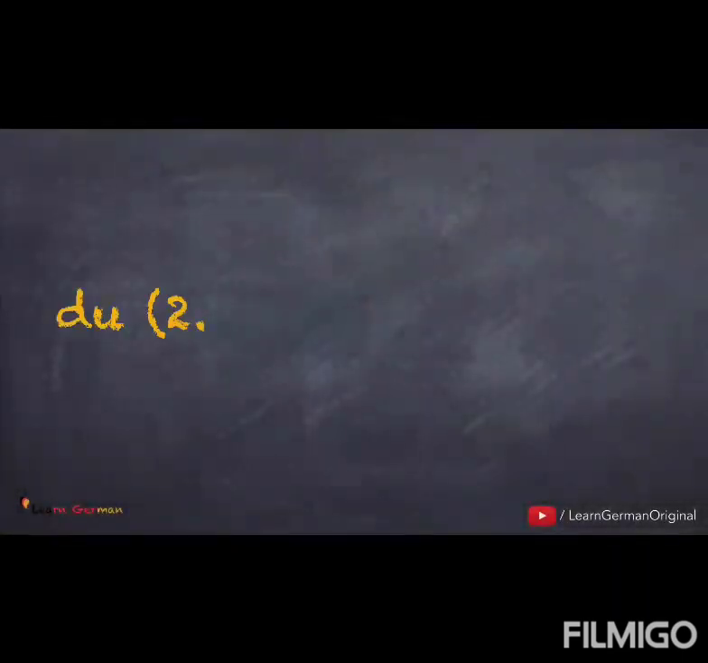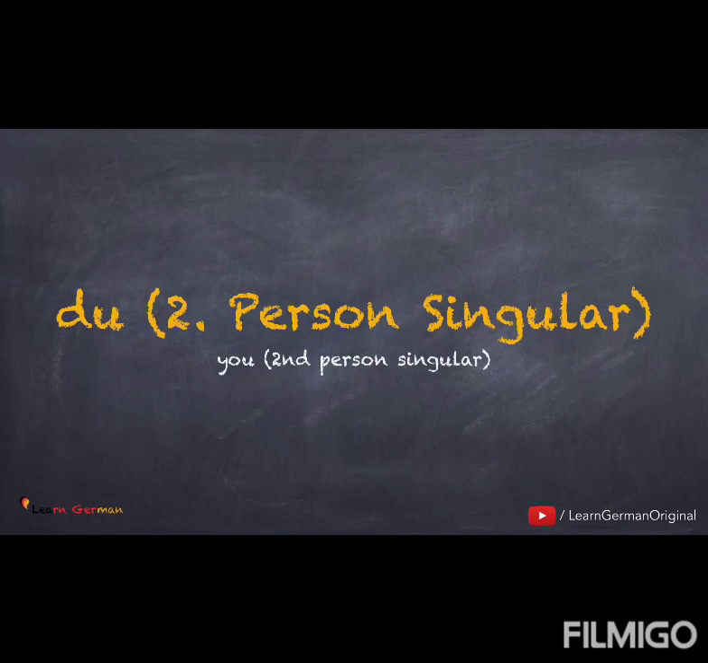To understand this, let's look at each one of them individually. We begin with du, that is the second person singular form. Zweite Person Singular. It is very important that you have revised verb conjugations before we proceed. You can do that by watching our video on verb conjugation. The link is below in the description.